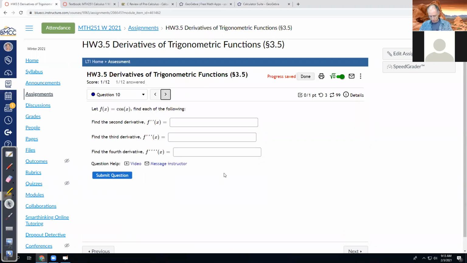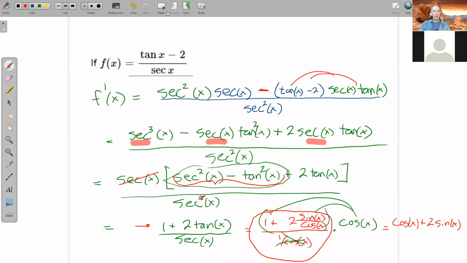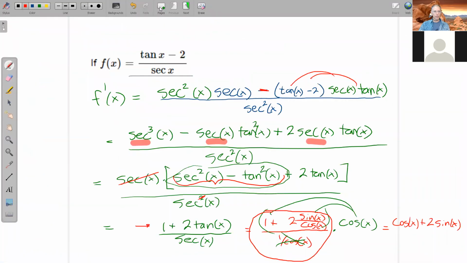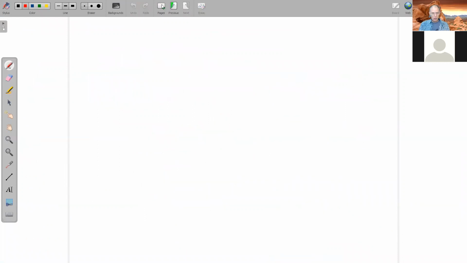Multiple derivatives. Oh, I'm so glad you asked about this one because this is one of the cutest problems ever. I'll show you why. So let's see, we're starting with cosine there, right? And we want to find multiple derivatives. So starting with f of x equals the cosine of x, we're going to find multiple derivatives.